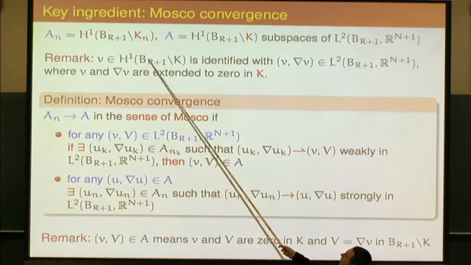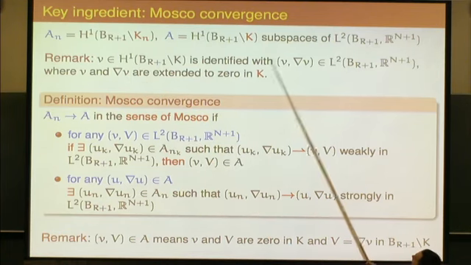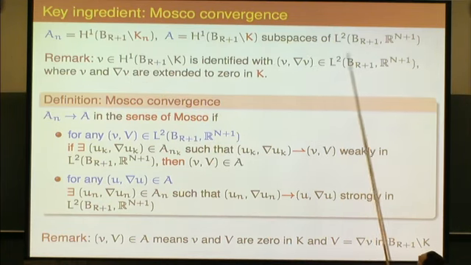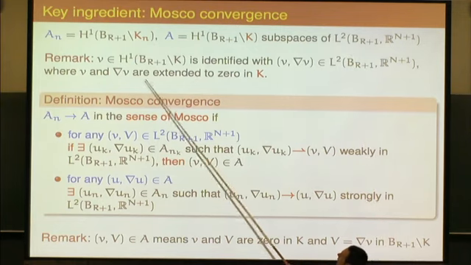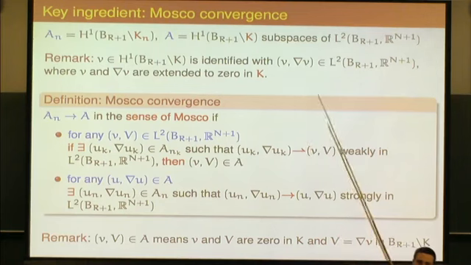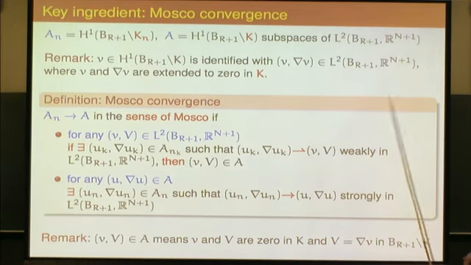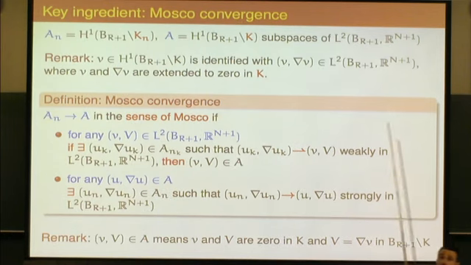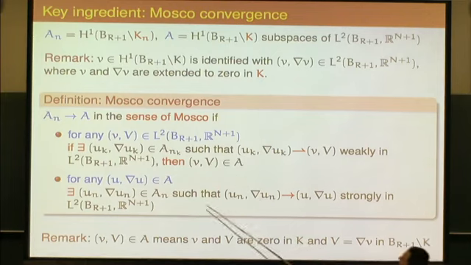If you take V in this space, you identify it with V and grad V, and you extend V and grad V to 0 inside K. In this way, these are all subspaces of L2, and so Mosco convergence is a convergence of subspaces, and you can define it in the following way.